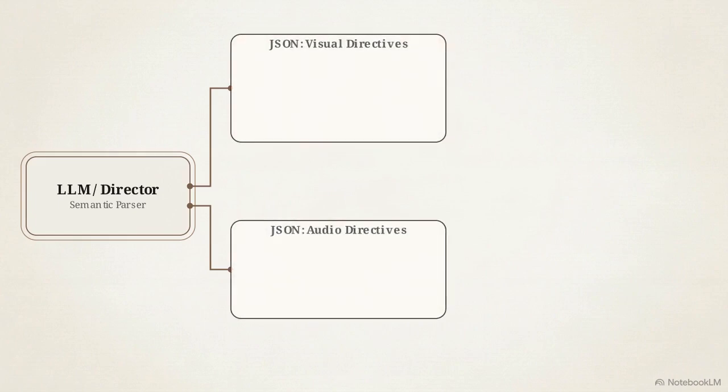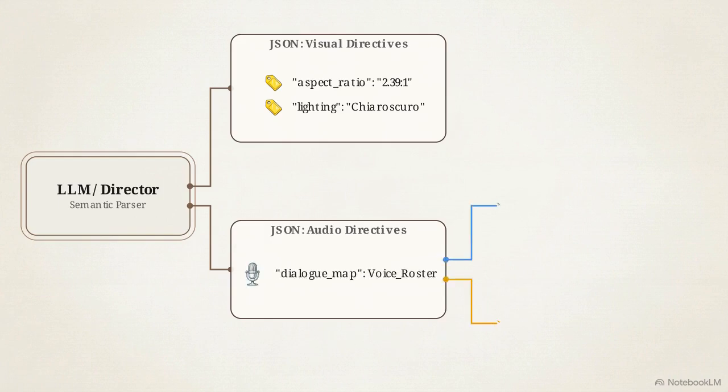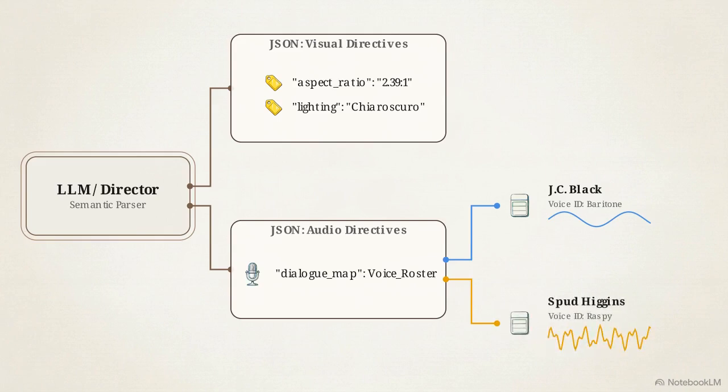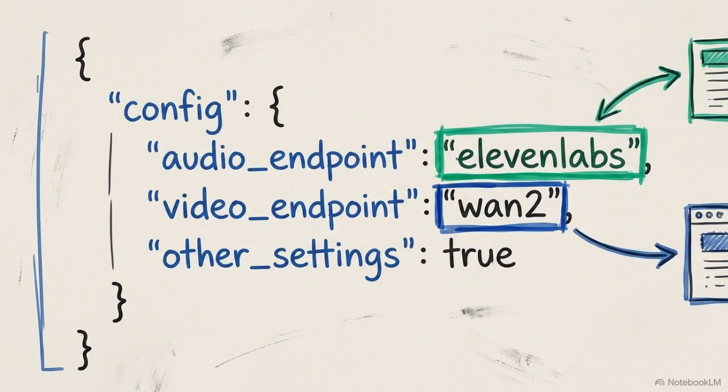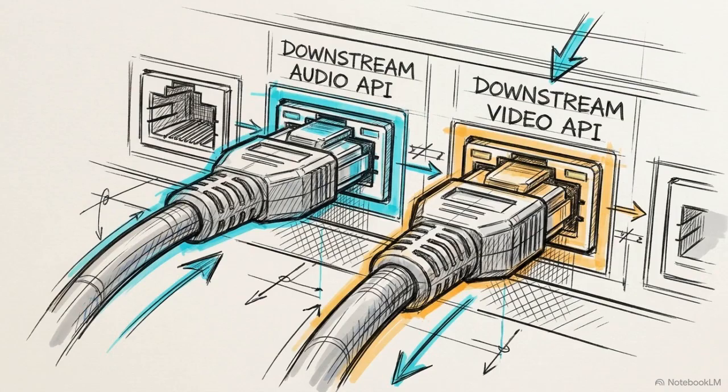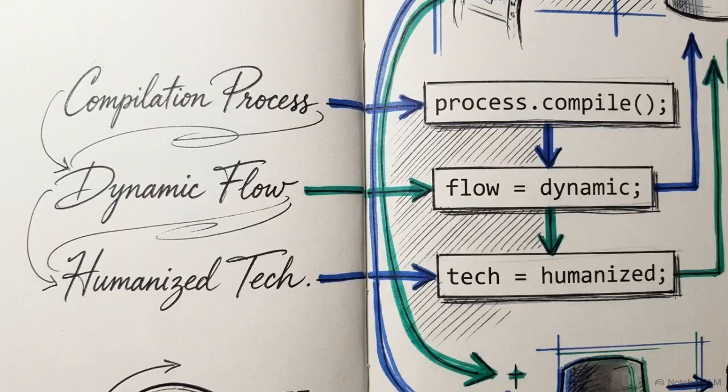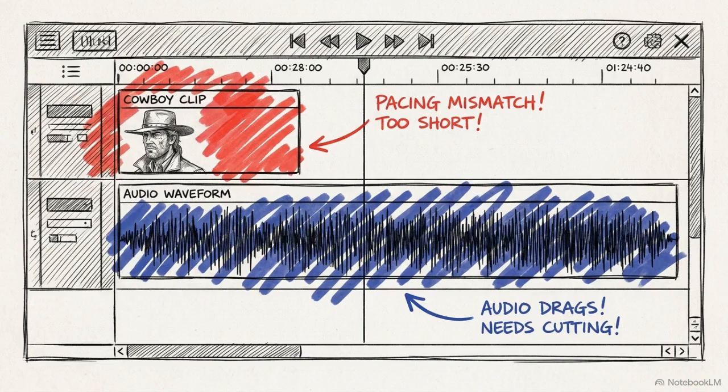It isolates visual parameters, appending cinematic directives like 2.39:1 aspect ratios. Simultaneously, it isolates dialogue, mapping lines to a voice roster. JC Black routes to a baritone voice ID, while Spud Higgins gets a raspy profile. This structured JSON output acts as a deterministic routing mechanism, sending exact instructions to the downstream audio and video rendering APIs. The LLM functions as a compiler, translating the messy human story into executable system commands.